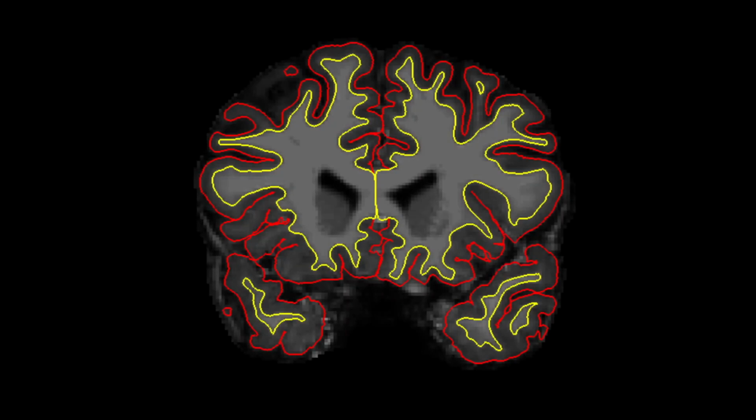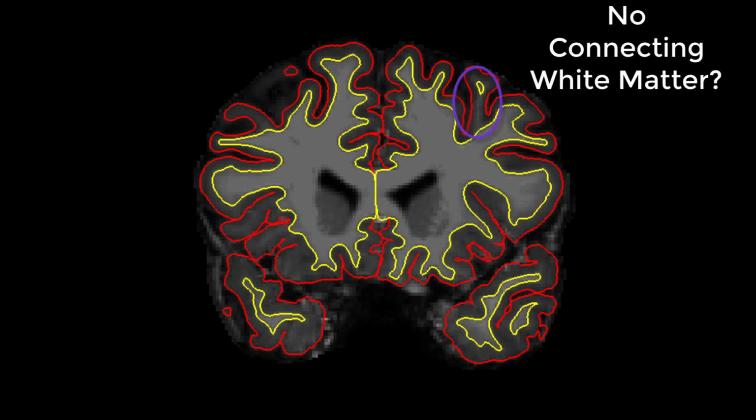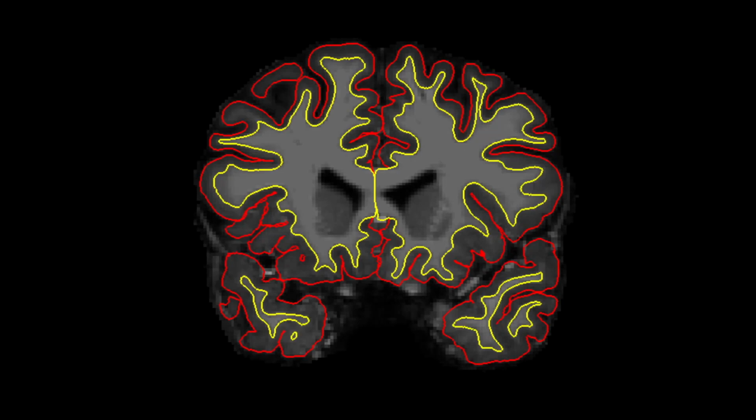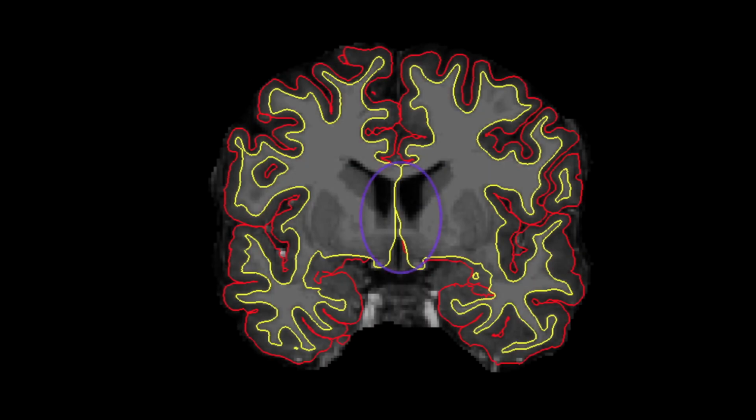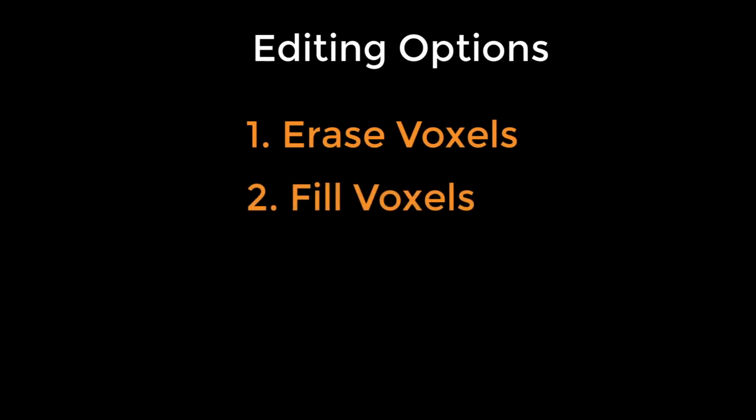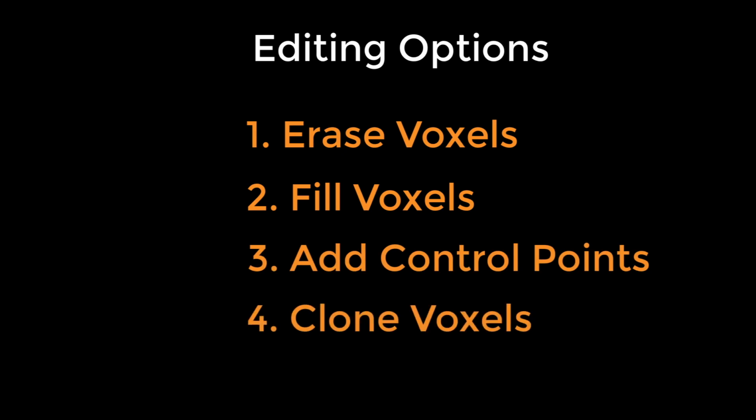However, keep these caveats in mind. If something looks like a misplaced surface boundary, but it is only apparent for one slice, my recommendation is to leave it alone. Also, the surface boundaries along the medial wall around the corpus callosum and subcortical structures are not used in the final surface calculations, so they can be ignored. If you do need to make an edit, you have 4 options for editing. You can erase voxels, fill in voxels, add control points, or clone voxels from another image. We'll cover these in more detail when reviewing how to fix each type of error.